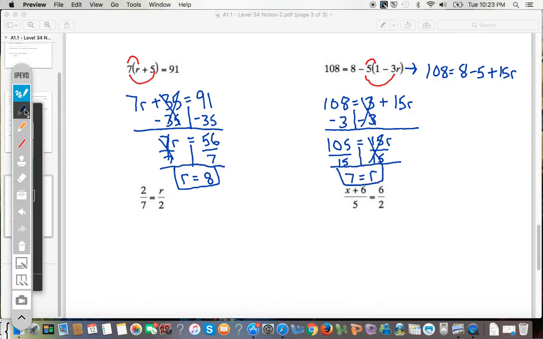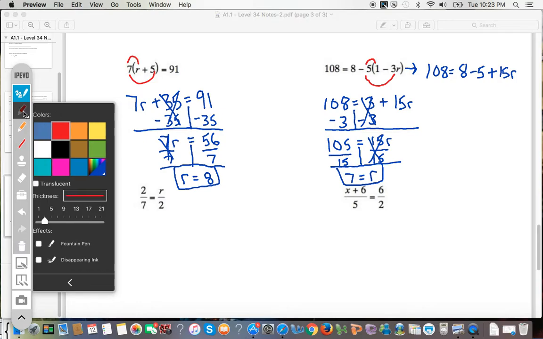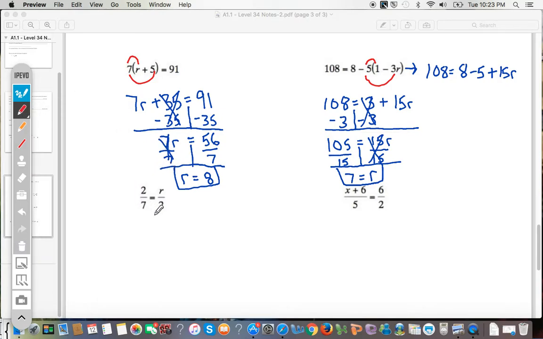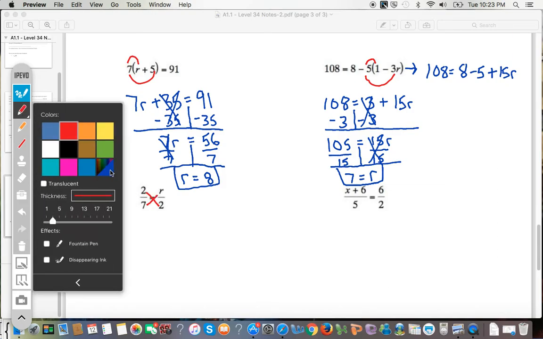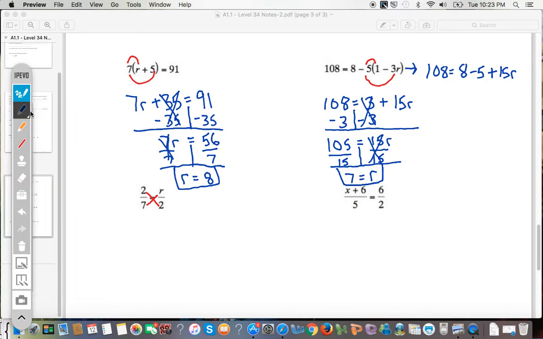Great. On to the next one. Okay. So here we have a proportion problem. If you forget how to do these, go back in your notes, of course. So, what I always do, I'm going to draw my x. Pair up what I'm multiplying. So I have 2 times 2, which is 4, equals r times 7, so 7r.